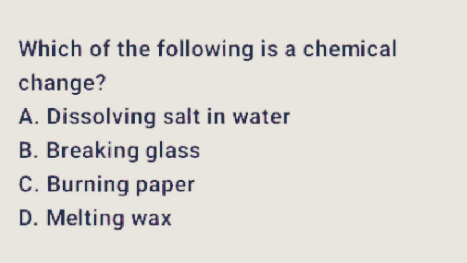Question 10 says, which of the following is a chemical change? A, dissolving salt in water. B, breaking glass. C, burning paper. And D, melting wax. The correct option is option C, burning paper. Burning paper produces new substances, which are ash, carbon dioxide, and water vapor. Hence, it is a chemical change. Dissolving salt, breaking glass, and melting wax are physical changes because no new substance is formed.